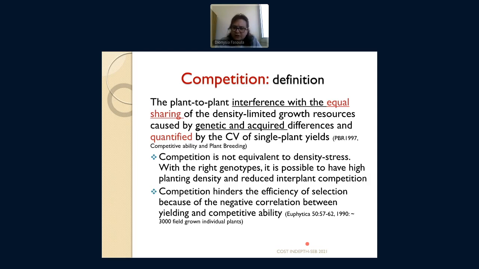So we say that competition is not equivalent to density stress. When we create the right genotypes, it is possible to have high plant densities, the cropping stands, and at the same time have reduced interplant competition. Further points to note is that competition hinders the efficiency of selection because of the existing negative correlation between yielding and competitive ability.